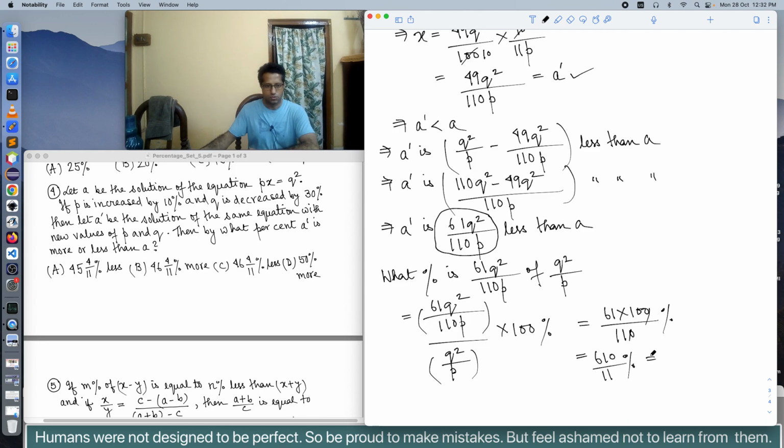Now the choices are given as mixed fractions. If we express 610 by 11 as a mixed fraction, we get 55 and 5 by 11 percent. So I am getting 55 5 by 11 percent.